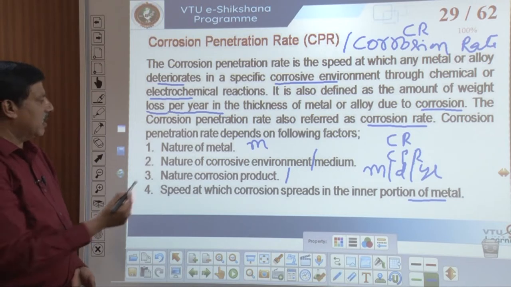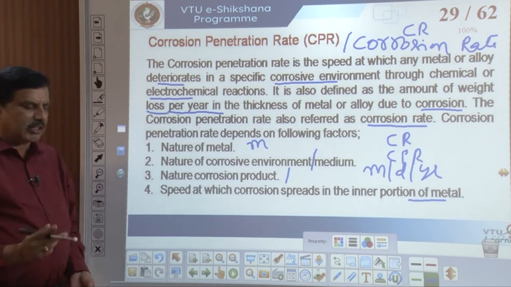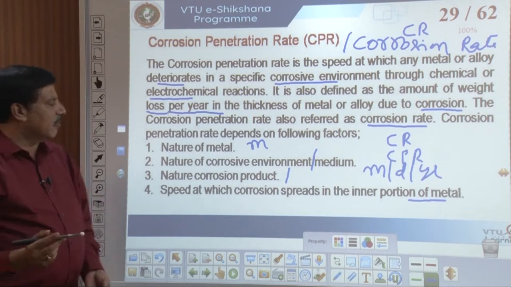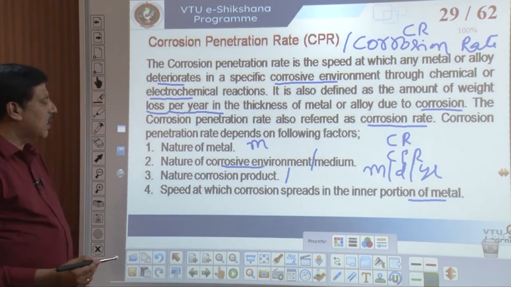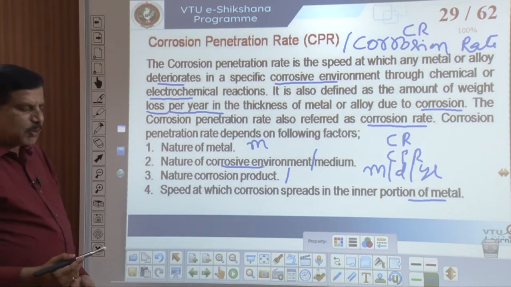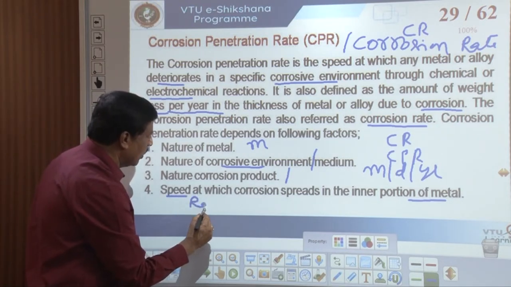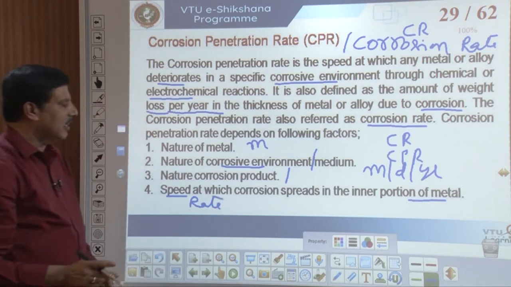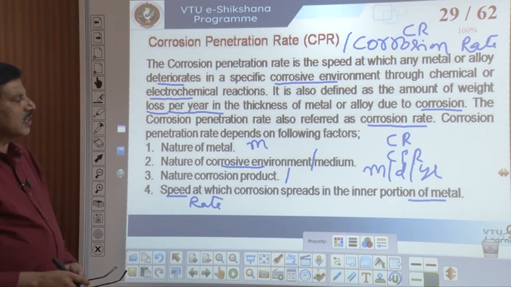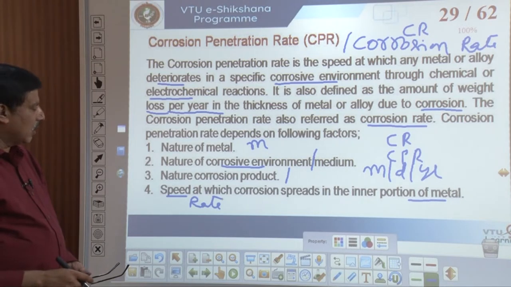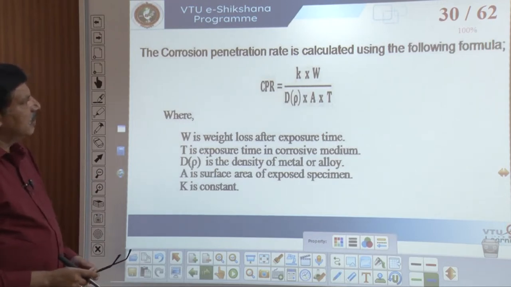Normally, corrosion penetration rate depends upon the following factors. Number one, nature of the metal, which type of metal you are using. Nature of the corrosive environment. Nature of the corrosion product, what type of product is going to be formed. Speed at which, that means rate, speed is nothing but rate, like kilometer per liter. Speed is the velocity at which corrosion spreads in the inner portion of the metal, and then only corrosion is going to start.